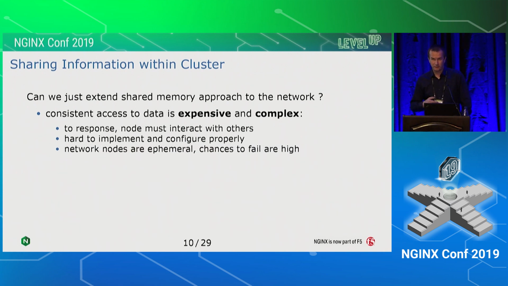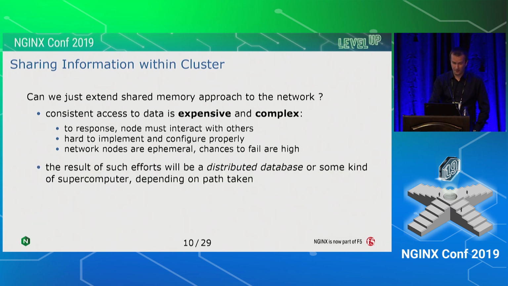Another reason is that network nodes are ephemeral, especially with the rise of containers and virtualization. You start new nodes, and very often they can disappear at any moment, and host unreachable is a much more frequent event than a crashing process. So chances to fail are higher. And even if we take this path, the result would be a distributed database or some kind of supercomputer. And we're not talking here about supercomputers, it's a totally different matter. We are interested in commodity hardware.